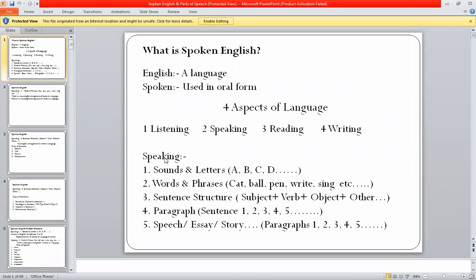Okay, so speech sounds or letters are the smaller unit of language, and the essay, story, or speech is called the larger unit. Sounds and letters are the smallest unit of language, and the speech, essay, or story, or book, or novel, this is the largest unit of learning language.